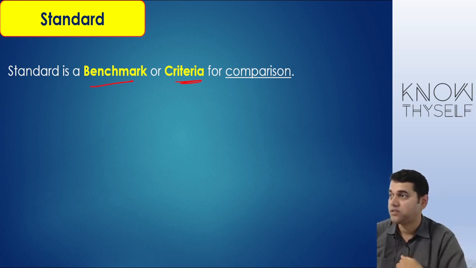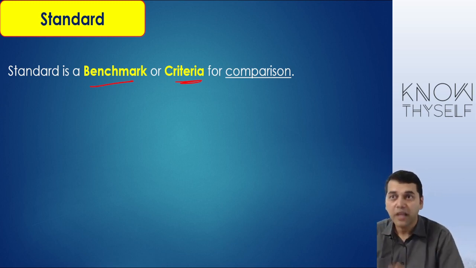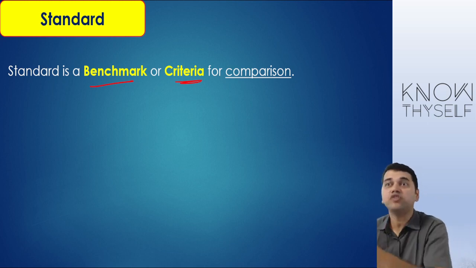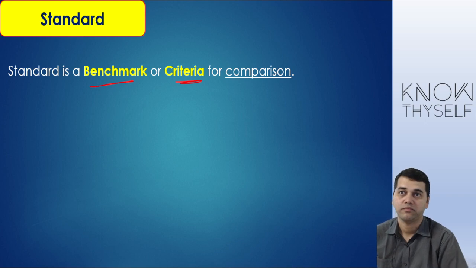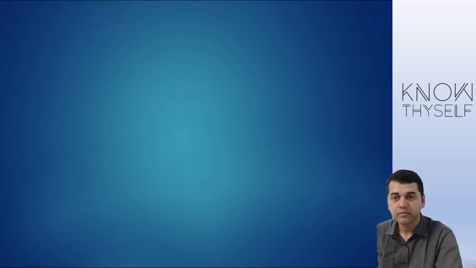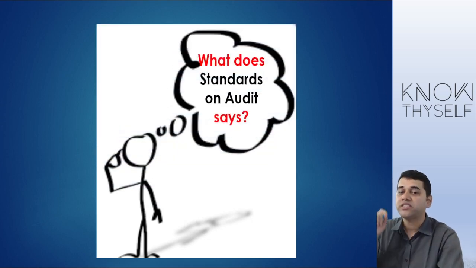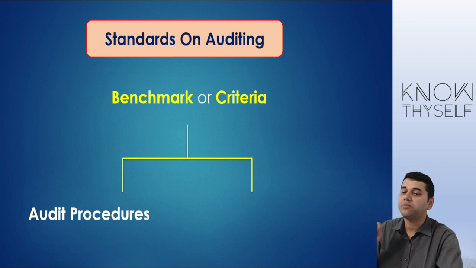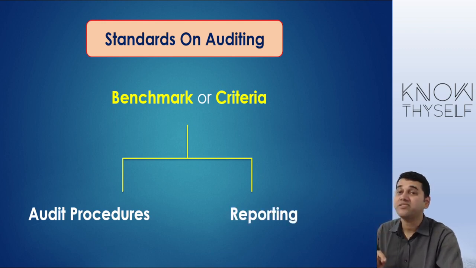Somebody trusts us in our opinion. We are also professionals, and when somebody trusts our opinion, that opinion should be a professional opinion. We need a lot of stuff inside to give that opinion. Okay, what do the standards on auditing say? Standards on auditing is a benchmark for the audit procedures and the reporting.